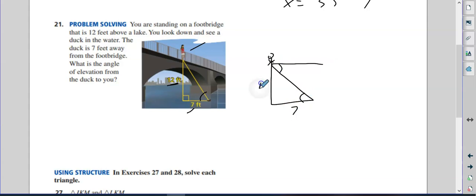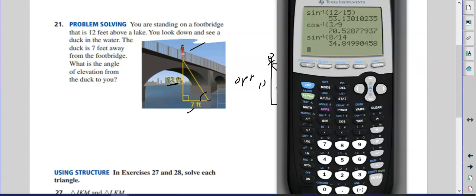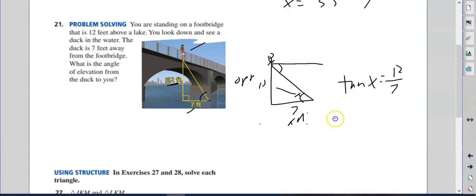Okay, so we have 7, we have 12. This is our x. So, from x, this is our opposite, and this is our adjacent. That's tangent. Tangent of x is 12 over 7. Again, calculator. Second tangent, 12 divided by 7. 59.7. So x is about 60 degrees.